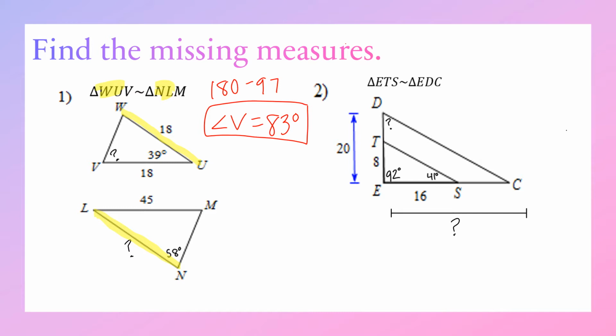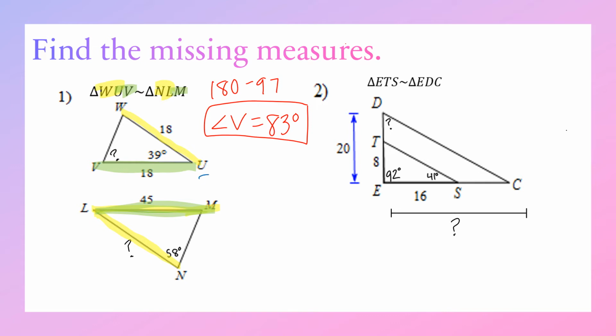So we're going to have to set up a proportion. The other corresponding side that they give us is LM, which is corresponding to UV, which is here. In looking at that, you could probably say, oh, both those sides are the same, so my LN is going to be 45, but it's not always going to work out nice like that, so you might as well just get used to doing the proportion.